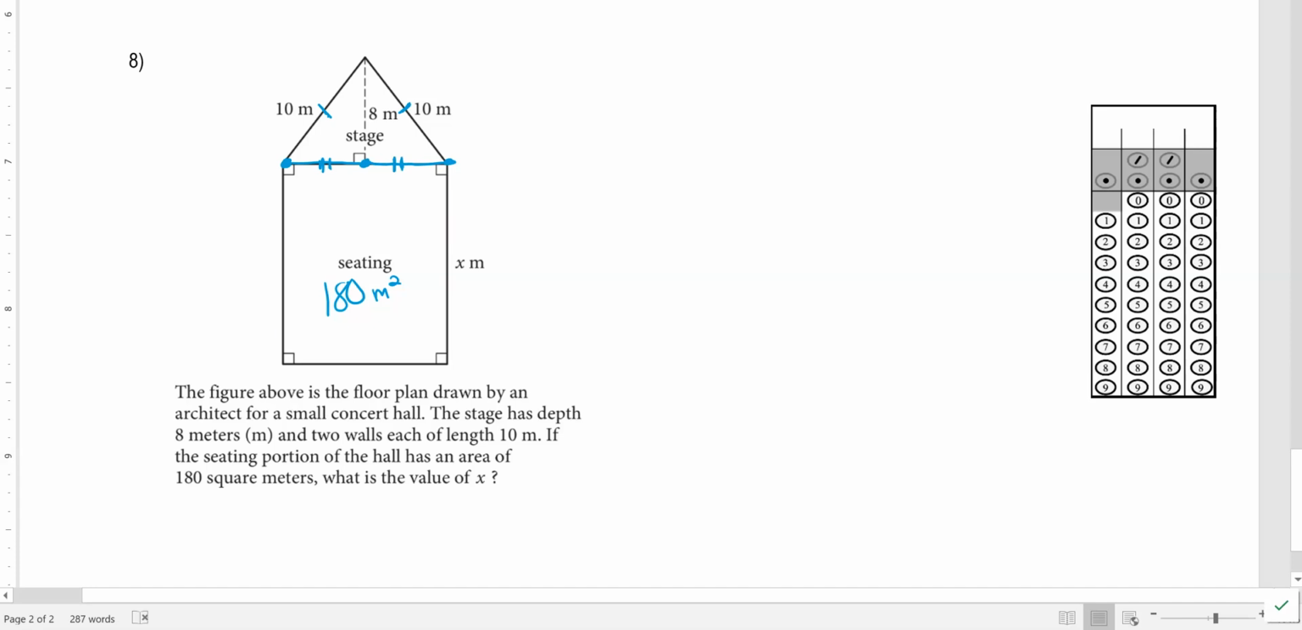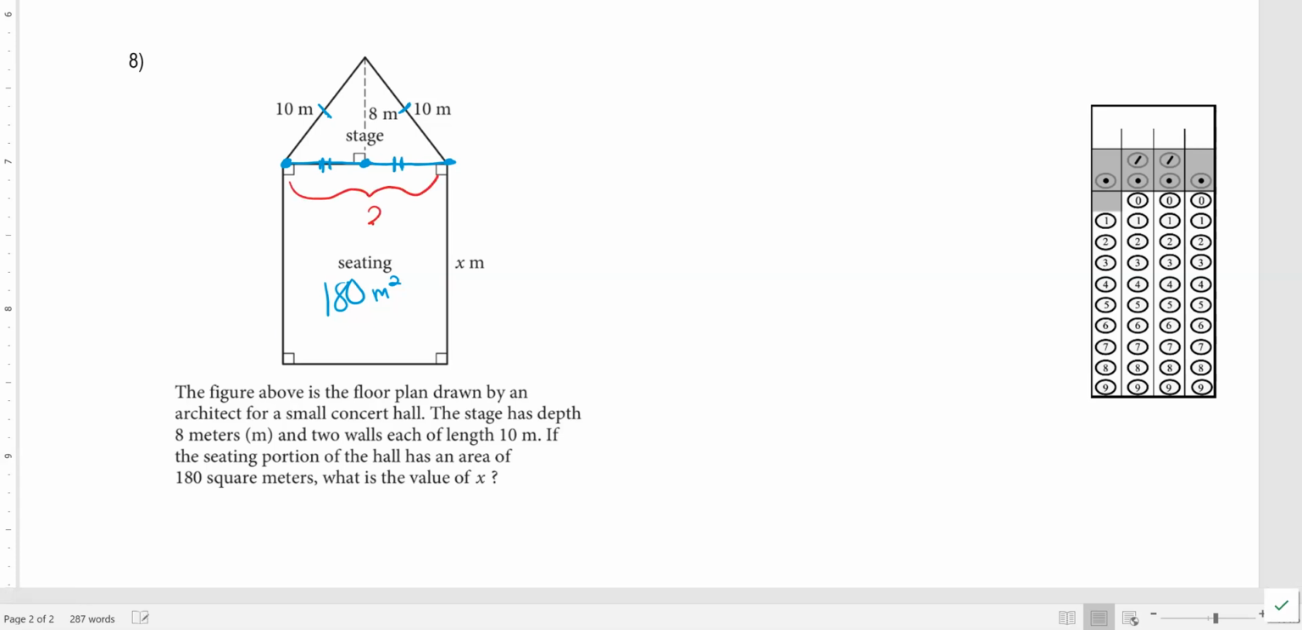So how are we going to do that? Well, we can find x if we could figure out this whole side. That's the key. If we know that whole side, we can do this, right? X, let's call this y over here. X times y equals 180. Okay, so let's figure out what y is. How in the world are we going to do that?